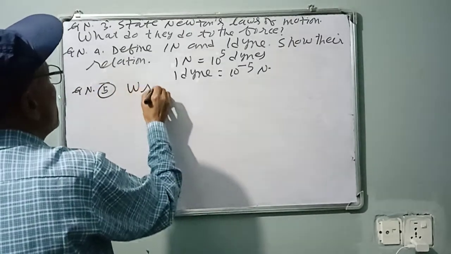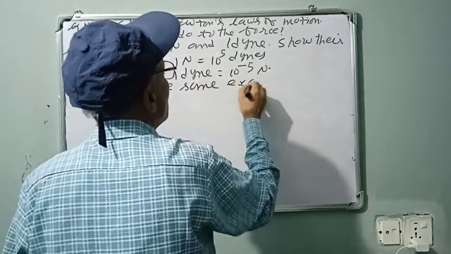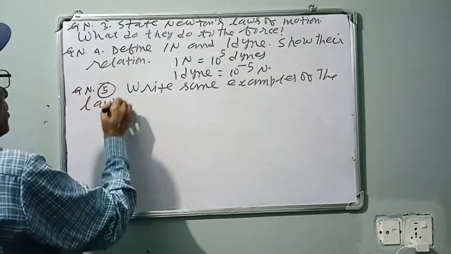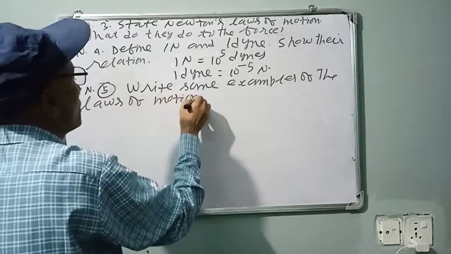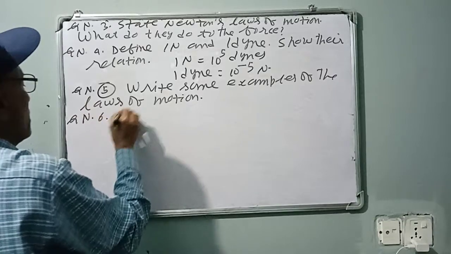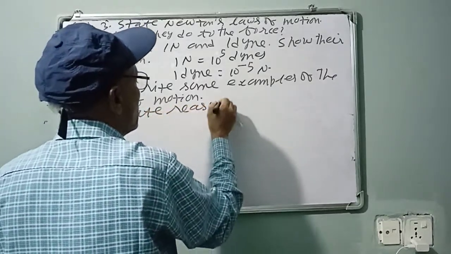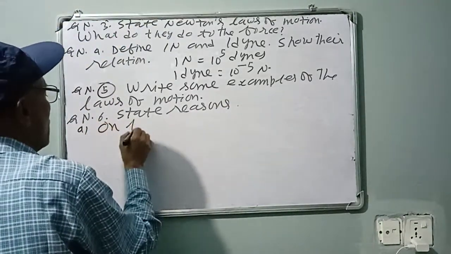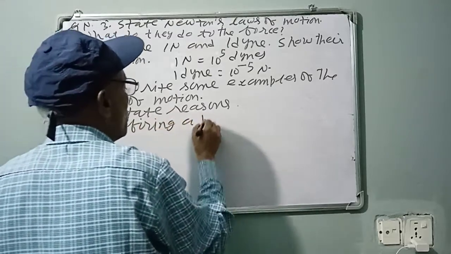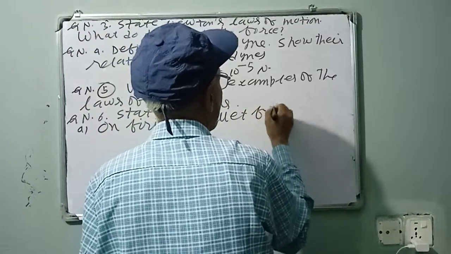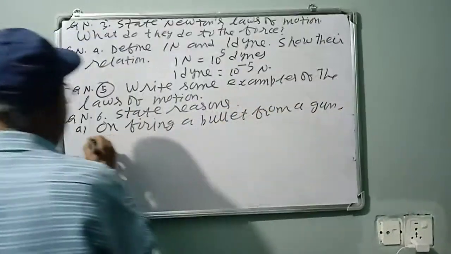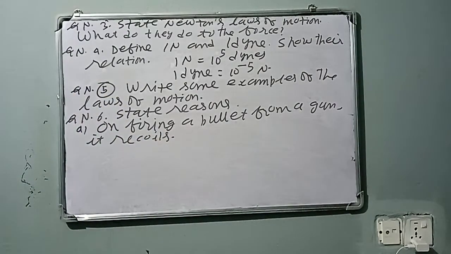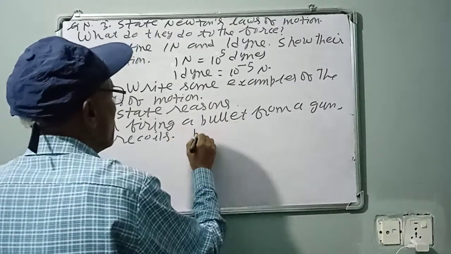Question number 5. See, write some examples of the laws of motion. Question number 6. State reasons. There are so many questions related to first law, second law, and third law. On firing a bullet from a gun, it requires recoil. It depends upon the third law of motion. Third law, action forward, reaction backward.